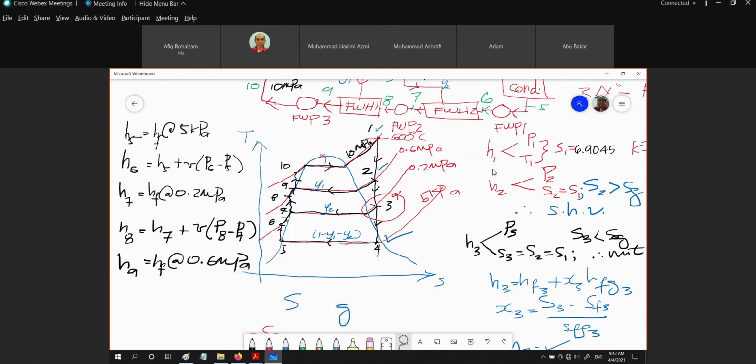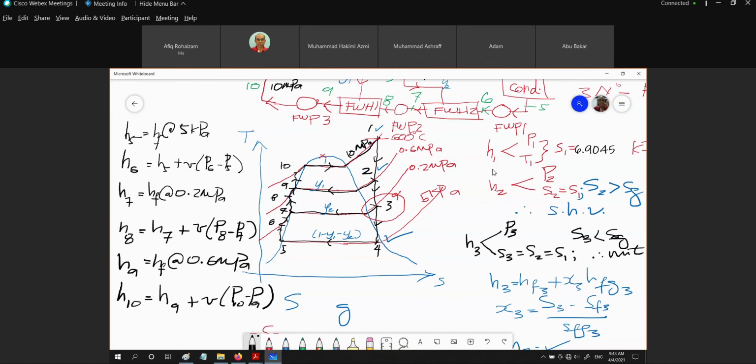After 9, H10. H10 equal to H9 plus VP10 minus P9. So that is all the enthalpy. Okay, that's how we get all the enthalpy.